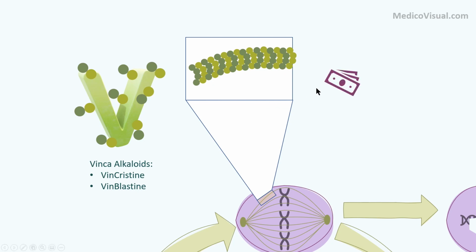Then sometimes we give taxanes to these polymerized fibers. We give taxanes to these polymers of tubulin proteins to stabilize them.